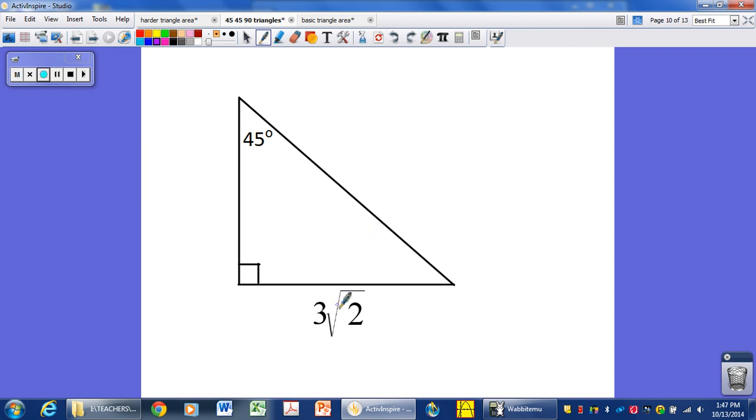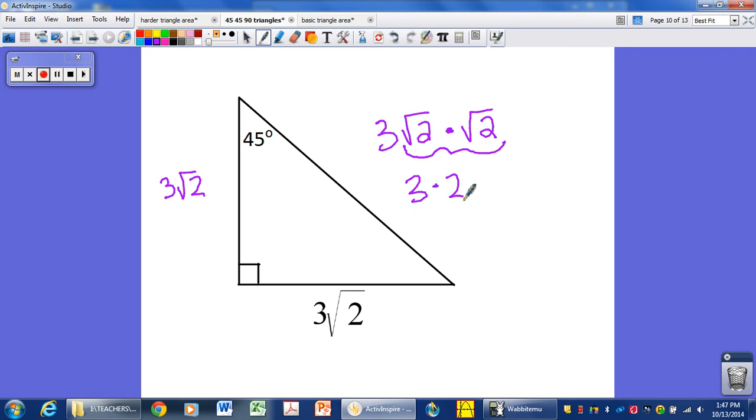Okay, so another one. Here we have 3 roots of 2. So pause the video, figure it out, and then come back. Here's 3 roots of 2. That means our other leg also has to be 3 roots of 2. So our hypotenuse is the leg times the square root of 2. So once again, I'm going to simplify this. Root 2 times root 2 is the number 2. So 3 times 2 is 6. So the hypotenuse has a length of 6.